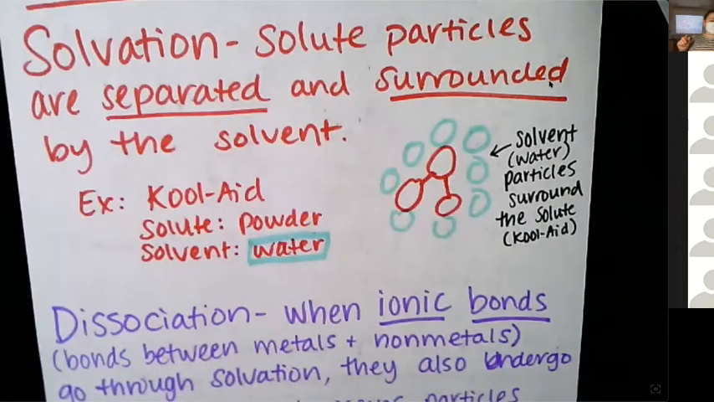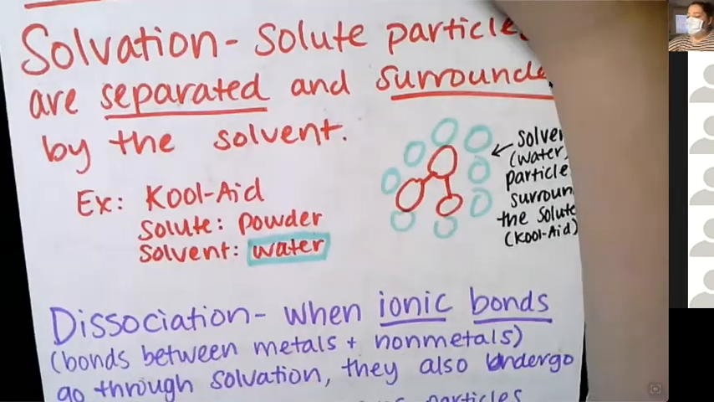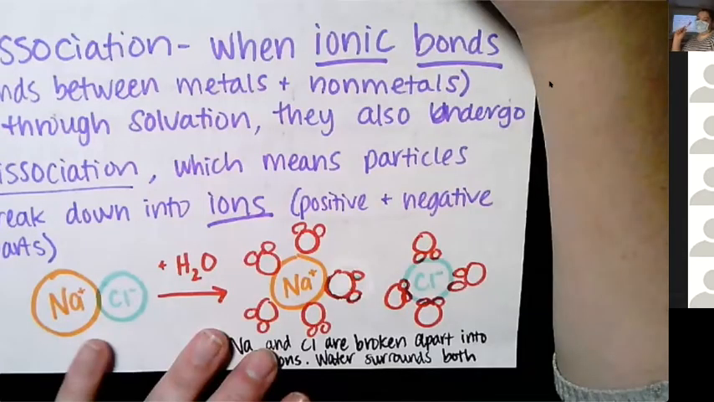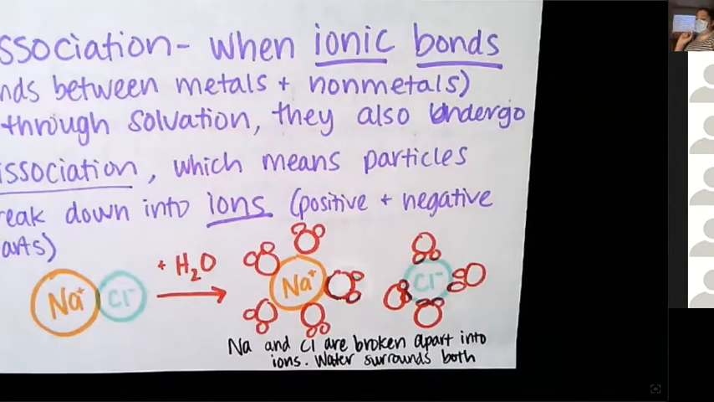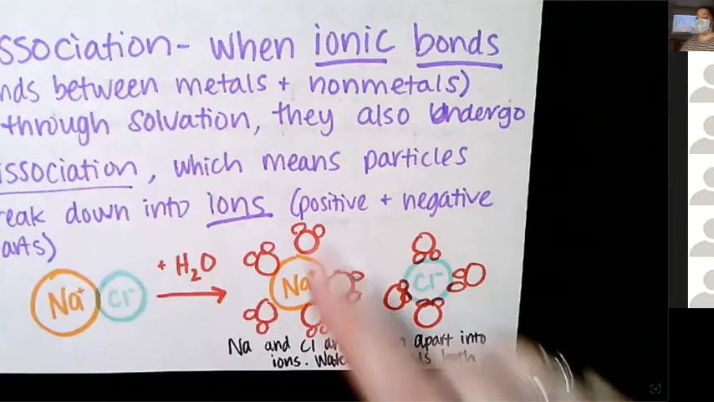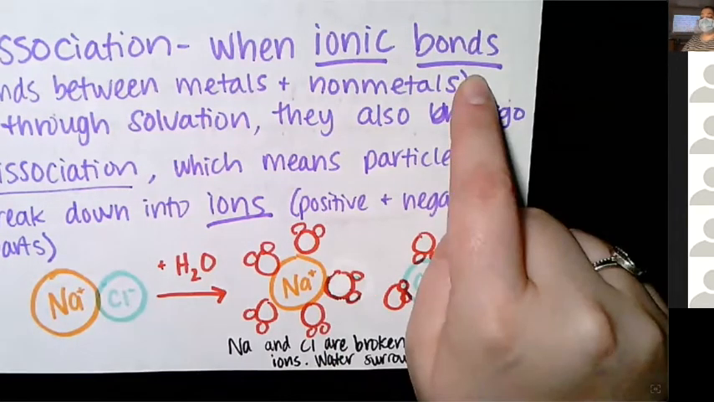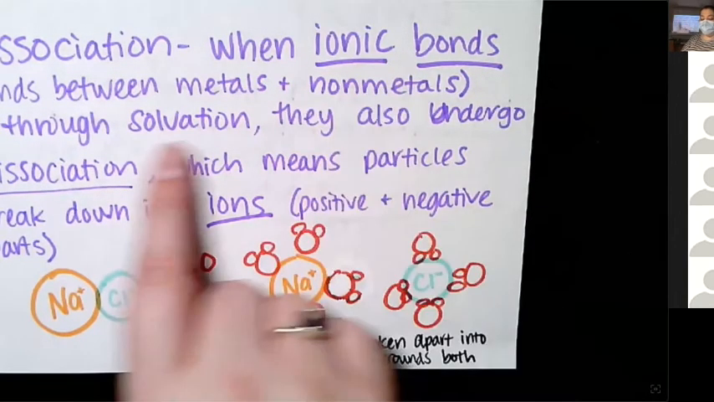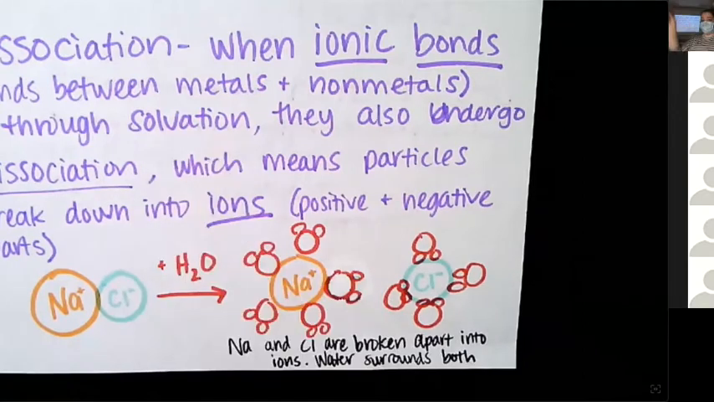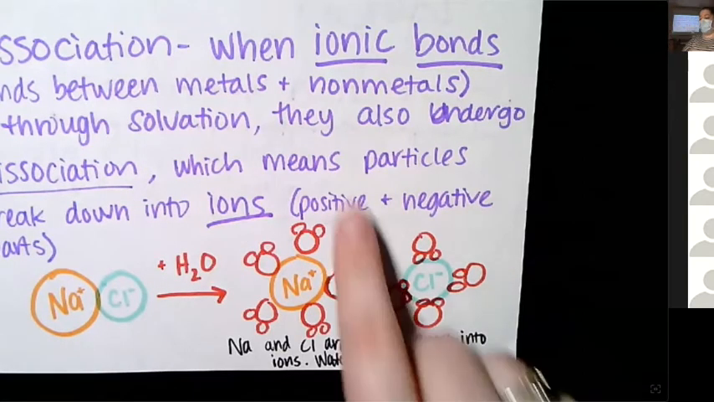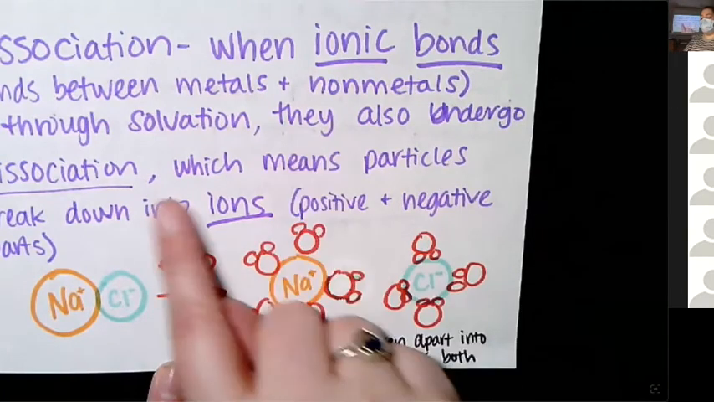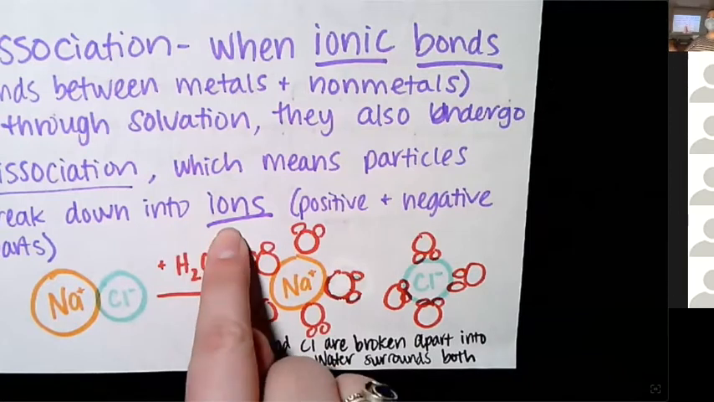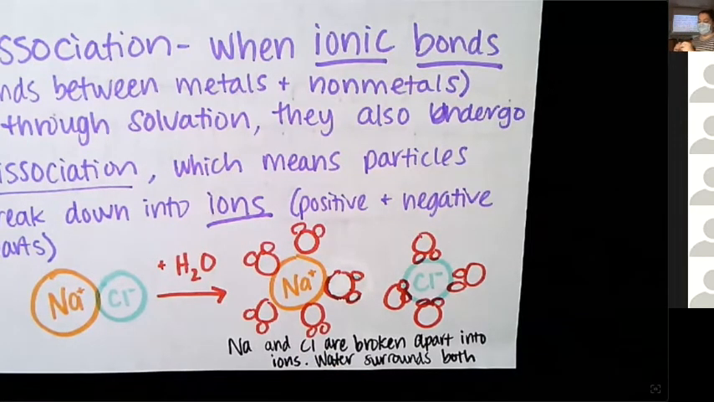Now, the next one is called dissociation. Solvation happens all the time for everything. Dissociation does not happen for everything, okay? So here's what dissociation is. When ionic bonds, that's semester 1 stuff, ionic bonds are bonds between metals and nonmetals, when ionic bonds go through solvation, where the water particles are surrounding them, they undergo dissociation, which means that the particles break down into ions. Ions are just positive and negative parts, okay?